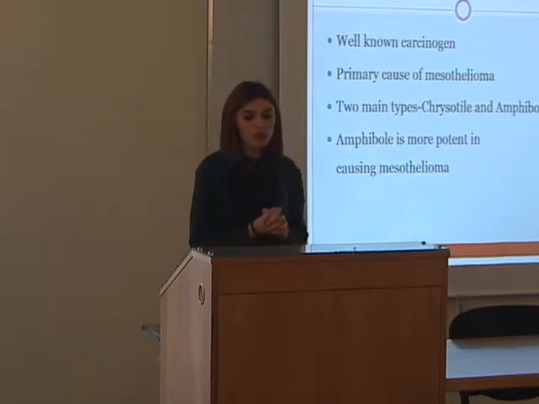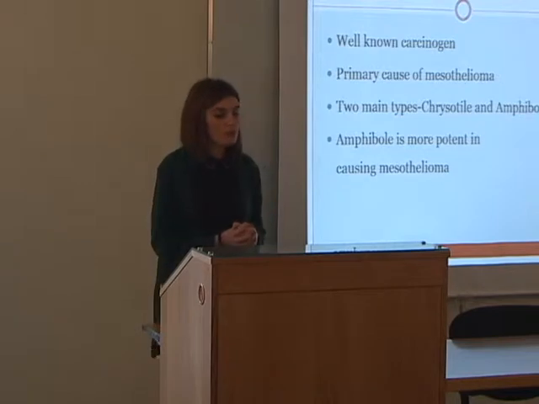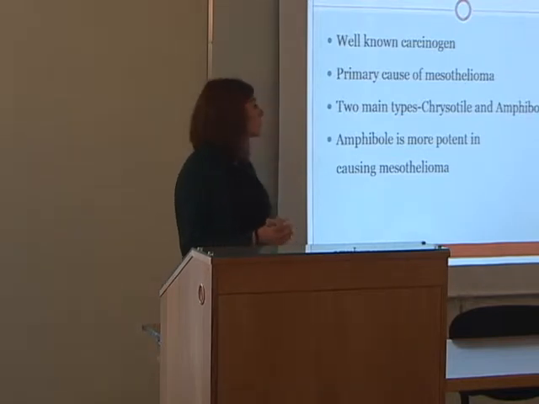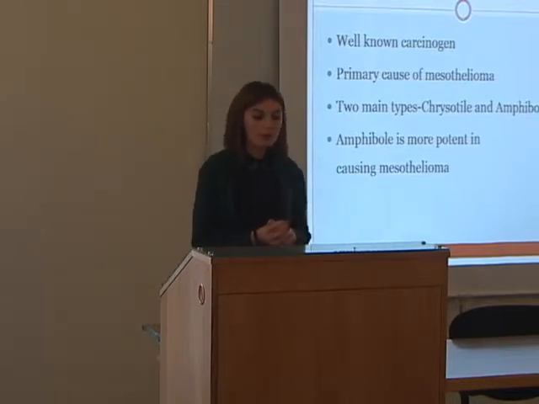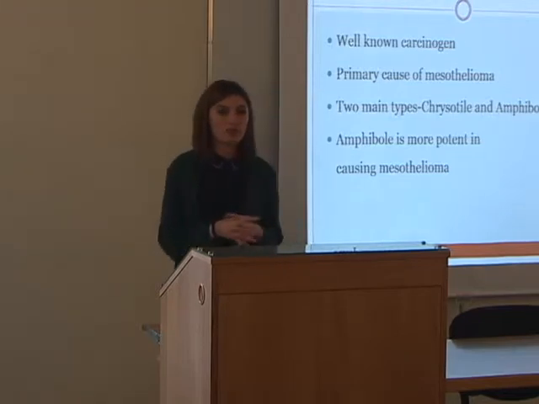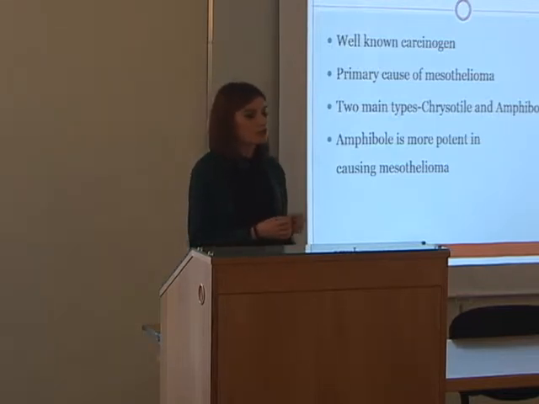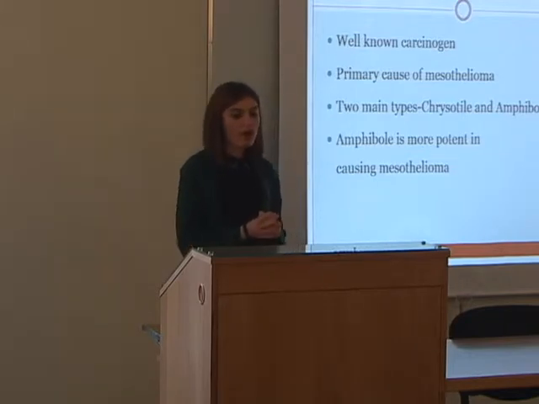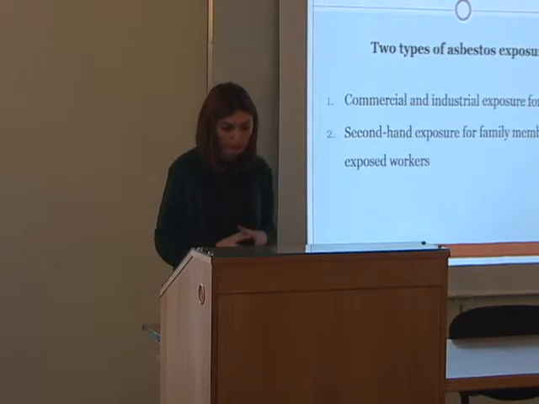important for mesothelioma. So asbestos is a well-known carcinogen, and it is the primary cause of mesothelioma. Two main types of asbestos are known, chrysotile and amphibole. Both of them cause mesothelioma. However, amphibole is more potent in causing mesothelioma.